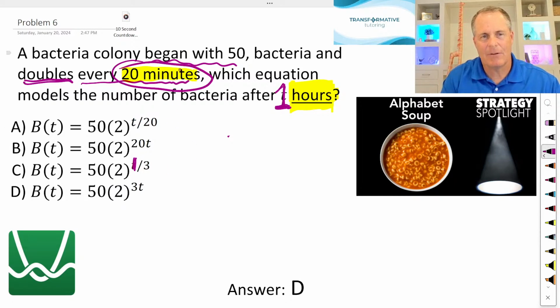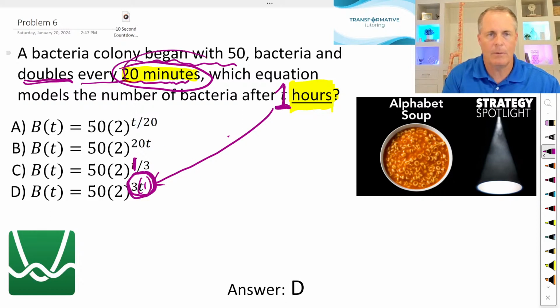Okay, that doesn't sound right, because if it was supposed to double every 20 minutes, shouldn't it double 3 times in 1 hour? So if we try putting a 1 in here, well, that would be 3. And that means this would double 3 times. And that's what we would expect in 1 hour. So D is going to be the correct answer.